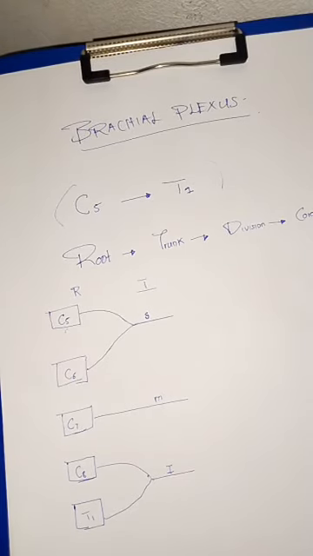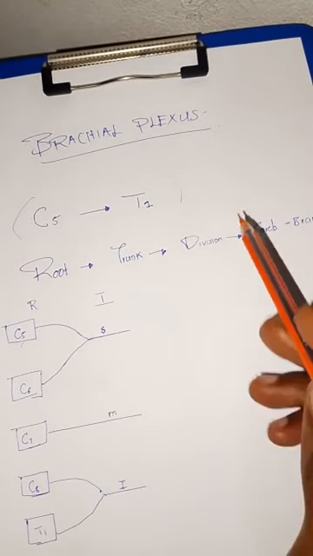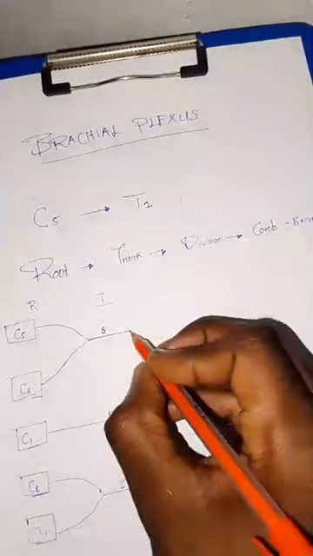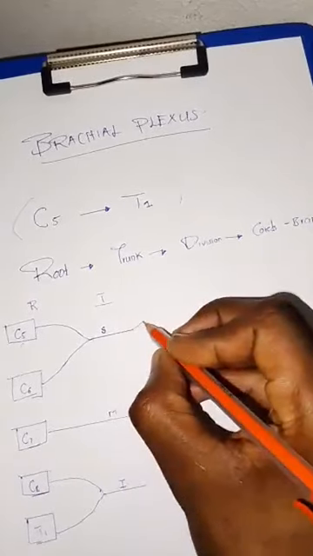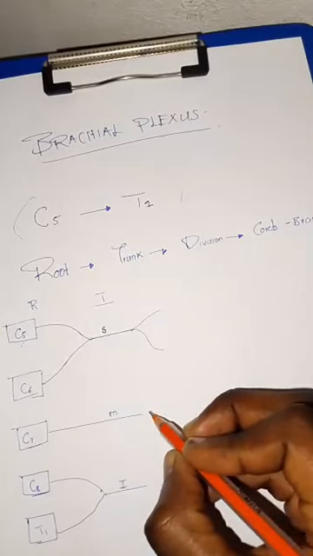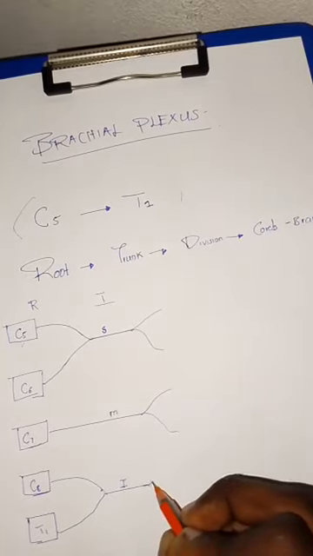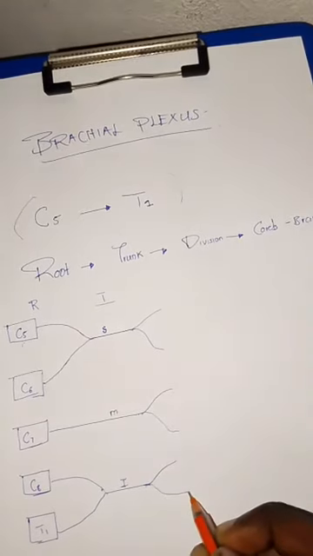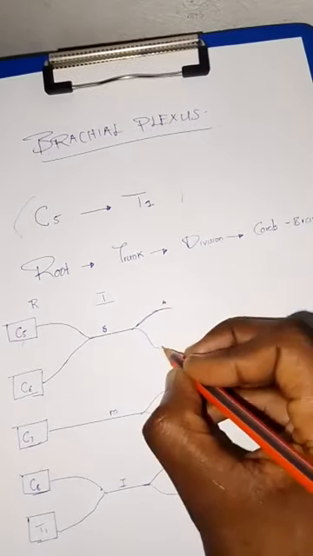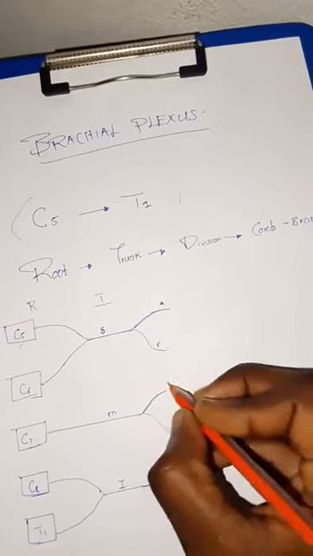After the trunks, we get to have the divisions. From the trunk, there will be divisions that will start coming in. We are going to have the anterior division as well as the posterior division. Each trunk is going to form the anterior as well as the posterior division. So this division here is going to be known as the anterior division. Then this one is going to be the posterior division. Then for this one, we are going to have the anterior division.